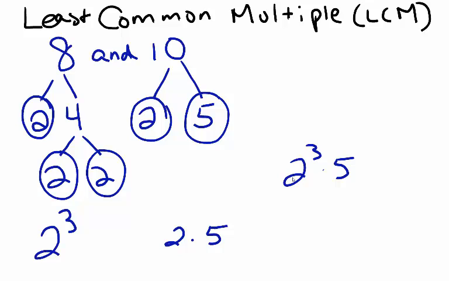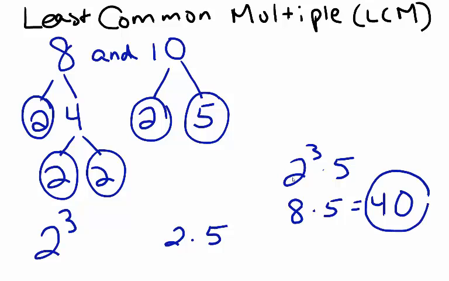Now I multiply them together. 2 to the third equals 8. 8 times 5 equals 40. And it turns out that our least common multiple, or LCM, for the numbers 8 and 10 equals 40.